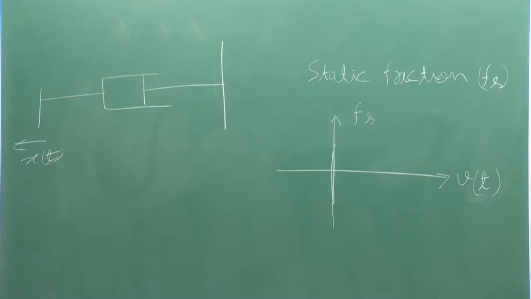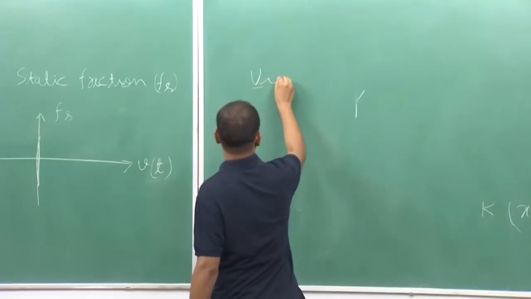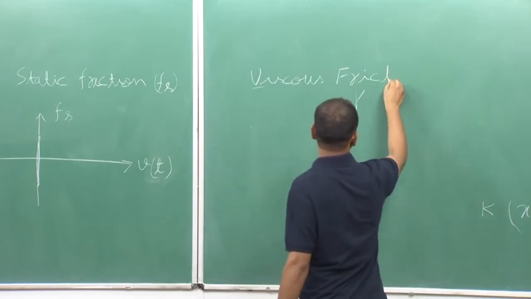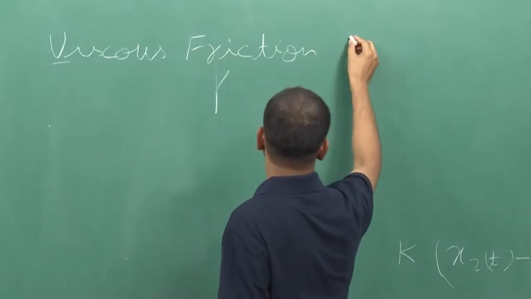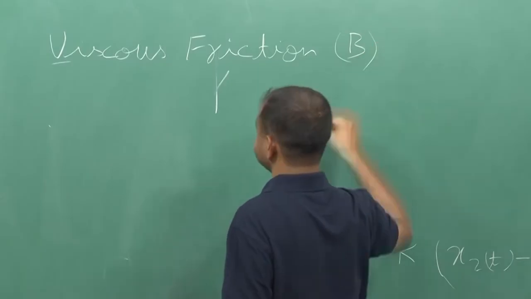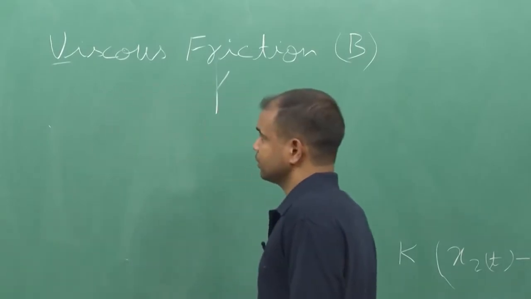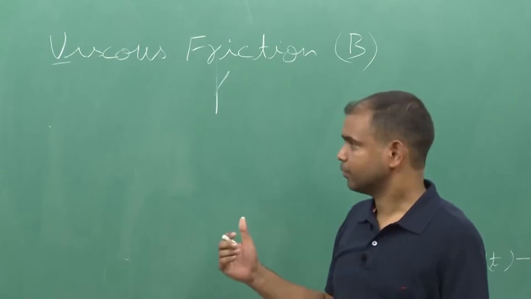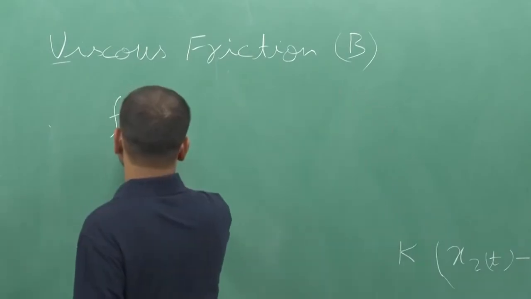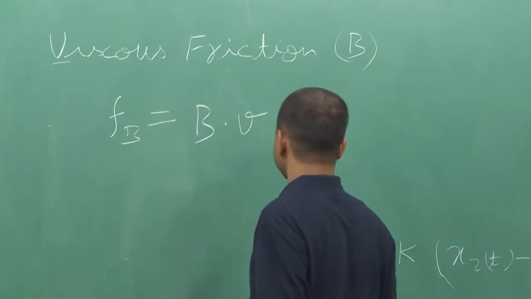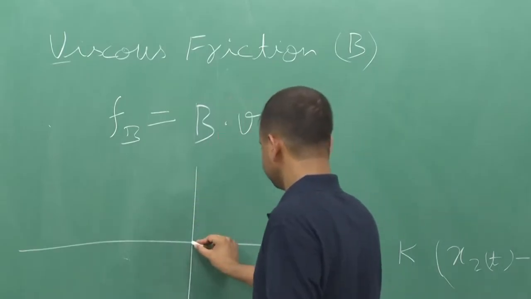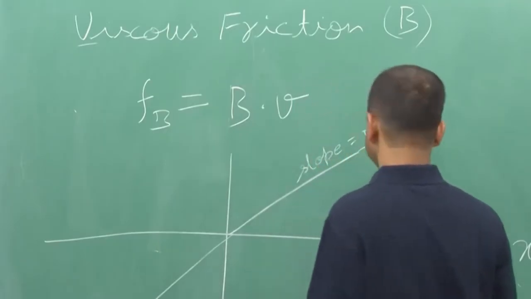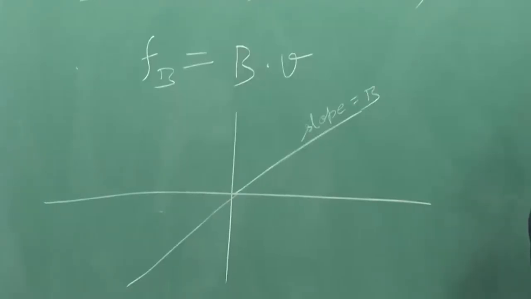The second type of friction is viscous friction. This friction is realized whenever a body moves in a fluid, and in our discussion, most of the time we visualize this friction. F of B is equal to B into V, and if I plot it, it will be like this, and the slope is B. And the third type of friction is the Coulomb friction.